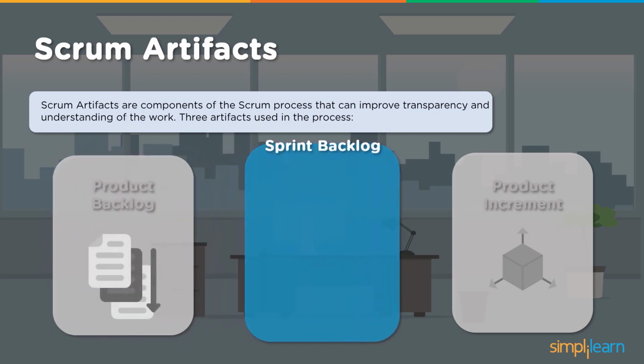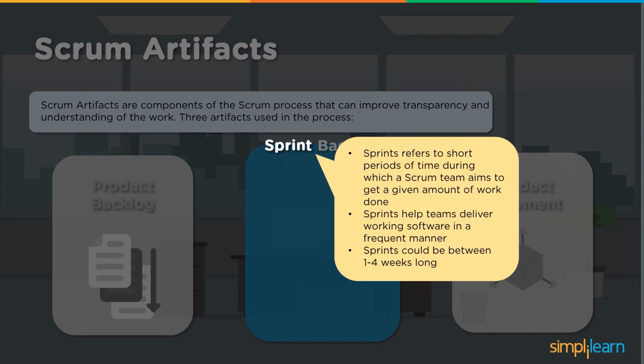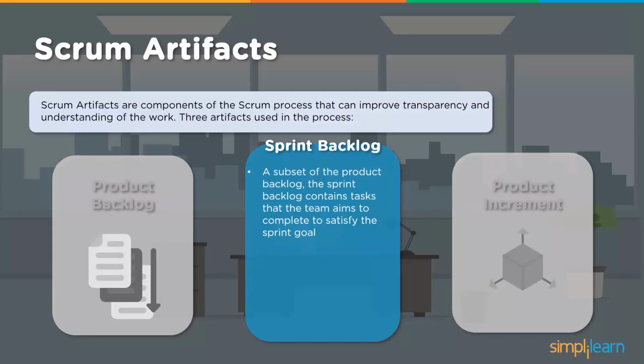Further, looking at a sprint backlog: a sprint refers to a short period of iteration, right, in which the team aims to get a given amount of work done. It helps teams deliver working software frequently. A sprint could be between 1 to 4 weeks long, depending on what the deliverable is. So the sprint backlog is a subset of the product backlog, the prioritized items taken into the sprint, which is a time-boxed iteration.